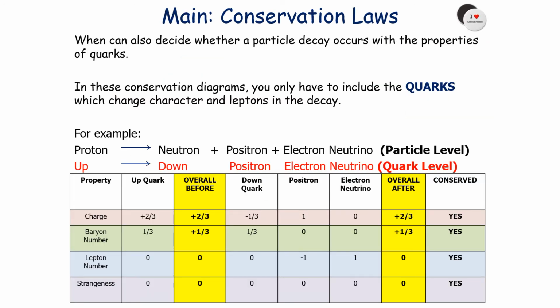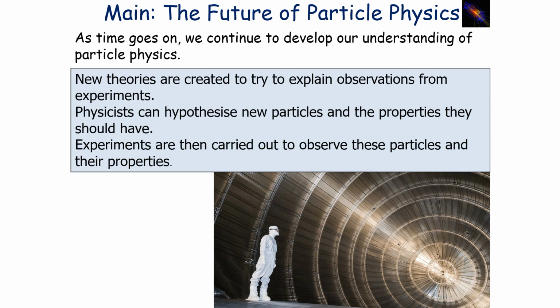Now again, you can show in your conservation diagrams the quarks that are changing character and the leptons in the decay. Now as time goes on, we continue to develop our understanding of particle physics. New theories are created to explain observations from experiments. Physicists can hypothesize new particles and the properties they should have, and experiments are then carried out to observe these particles and their properties.